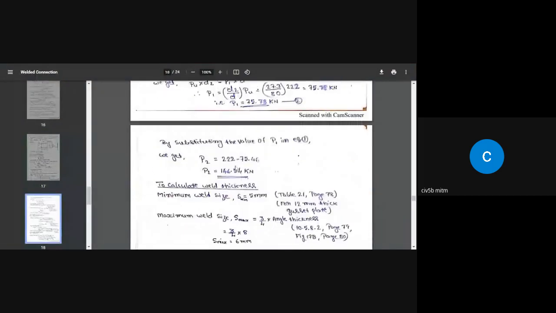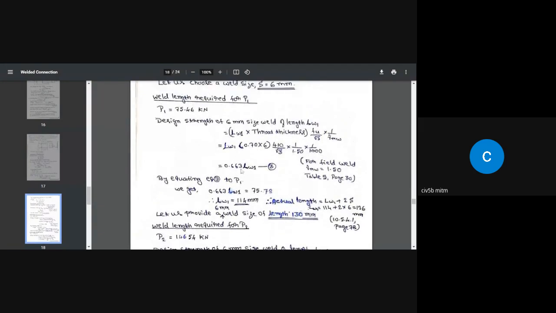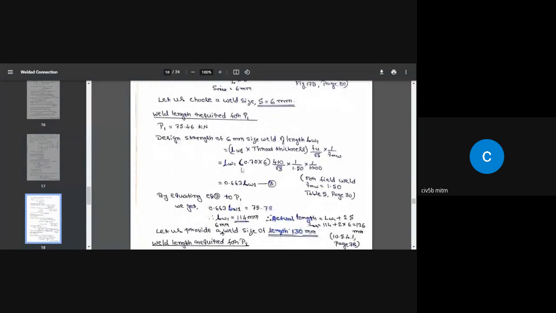So at site means, go to page number 30, table 5. Okay, go to page number 30, table 5 of the code book. So go to the last line under D, it says weld gamma MW equal to, for shop fabrication, that is shop welding, it is 1.25, and for field fabrication, that is field welding, it is 1.50.